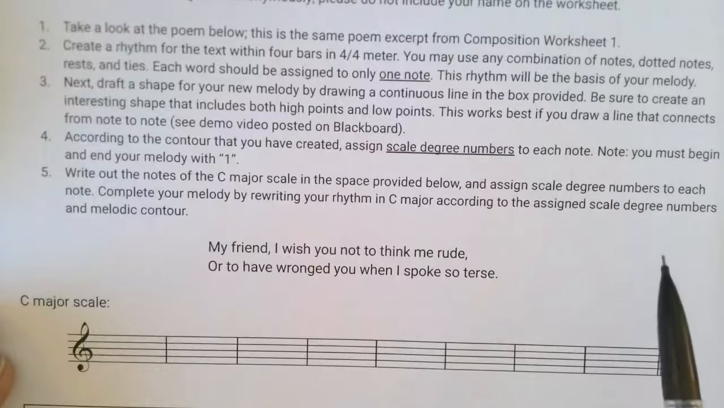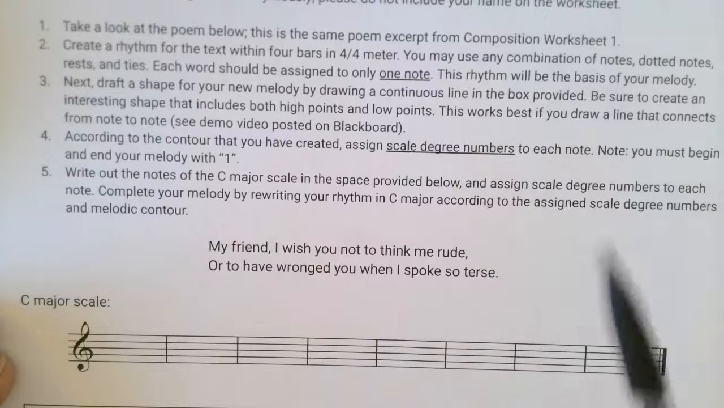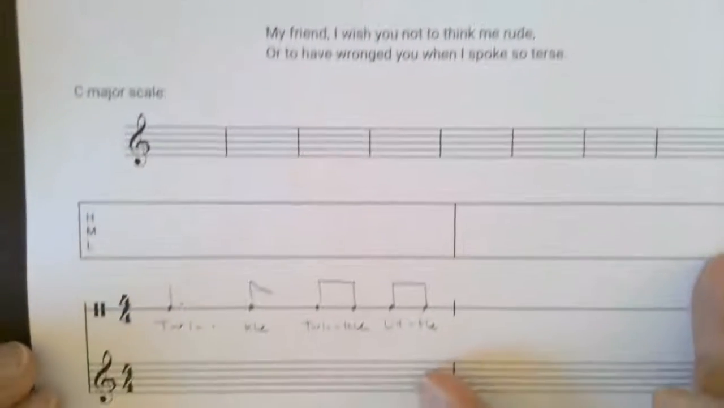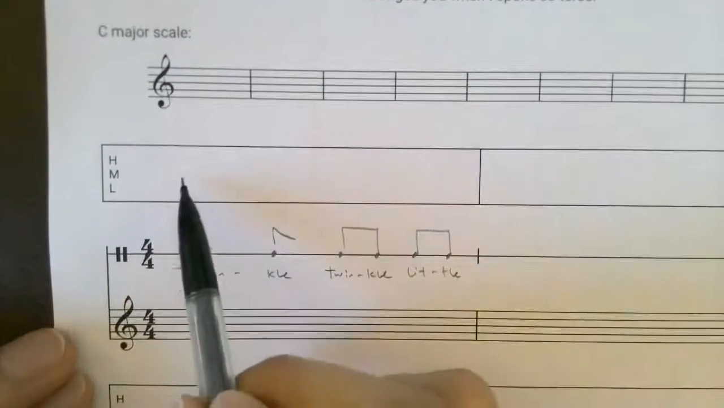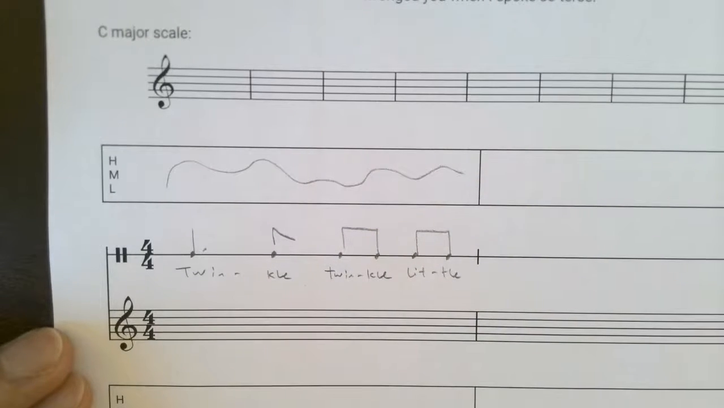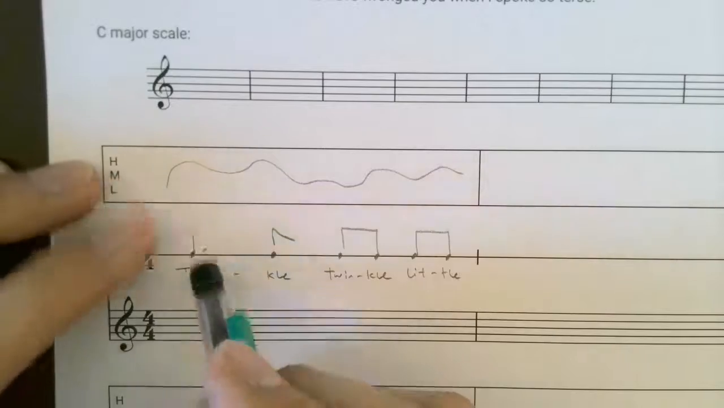You know, for example, in the instructions I say, be sure to create an interesting shape that includes both high points and low points. So not just a flat line, because that's not as interesting. And also, this works best if you draw a line that connects from note to note. Okay, and what I mean by that is instead of just doing something like that, which is a little harder to translate the relationship between this and this.